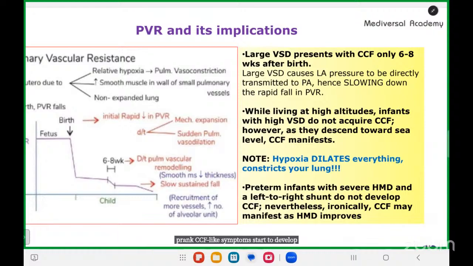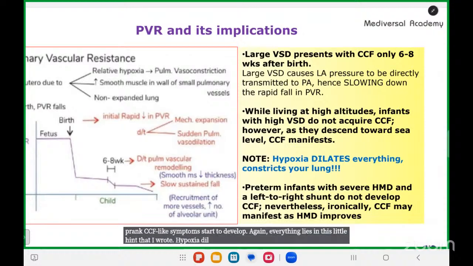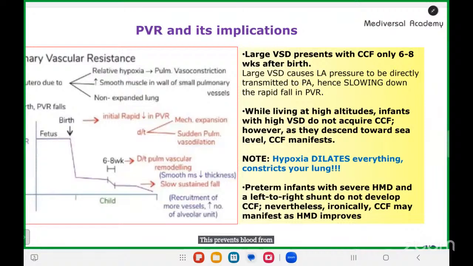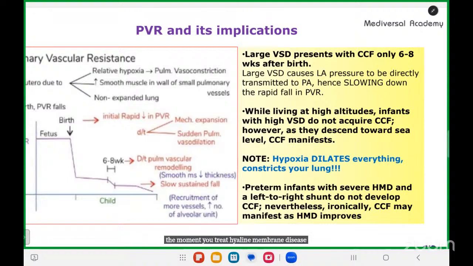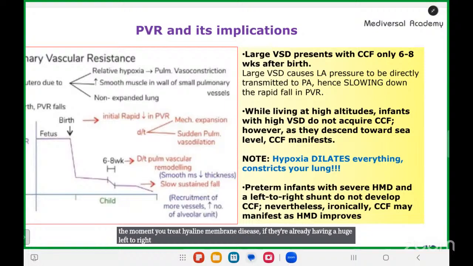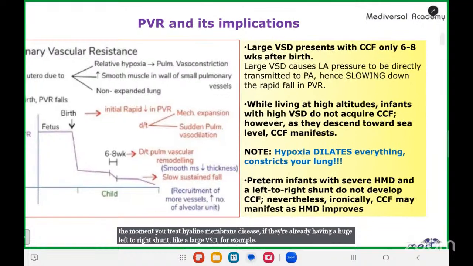Again, everything lies in this little hint that I wrote. Hypoxia dilates everything, constricts your lung. Whenever this preterm kid has a hyaline membrane disease, there is hypoxia, there is a very high pulmonary vascular resistance. This prevents blood from pooling into the left side of the heart, thereby preventing congestive cardiac failure. The moment you treat hyaline membrane disease, if they're already having a huge left to right shunt, like a large VSD, for example, frank symptoms of CCF will start developing.